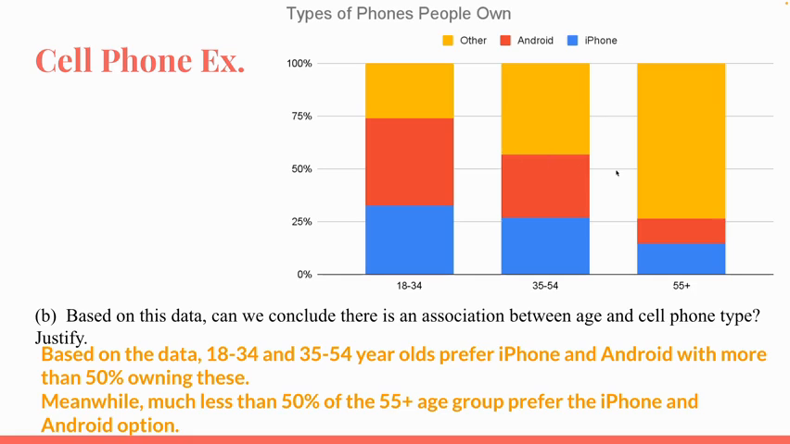Meanwhile, much less than 50%. Whoa, look at these, 55 and up. So they do not prefer iPhone or Android. So meanwhile, much less than 50% of 55 and up prefer the iPhone and Android option. So if I say, hey, somebody who's 25, do you think they're going to have an iPhone or Android? What would you say? Most likely, yes. If you said, okay, somebody's 60 years old, what kind of phone do you think they have? You're going to say, probably not an iPhone or Android.